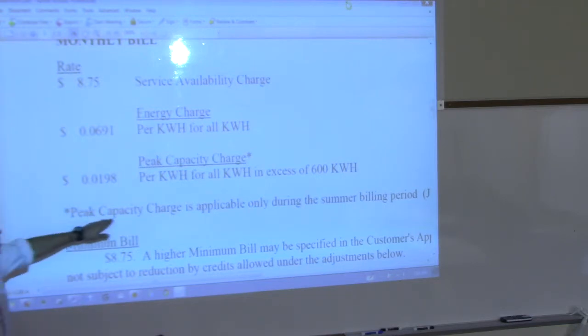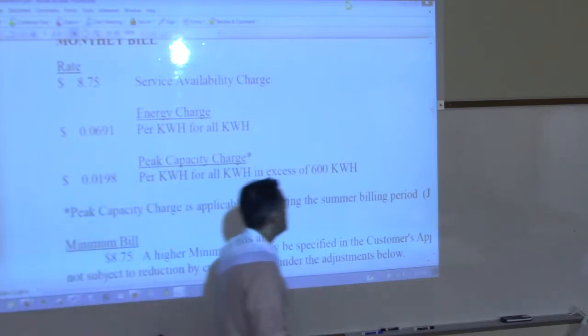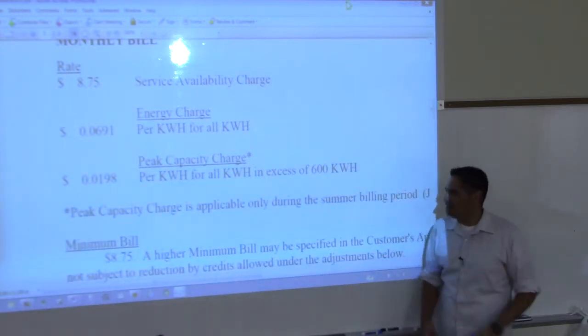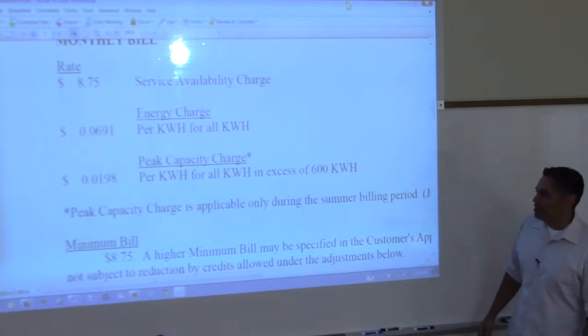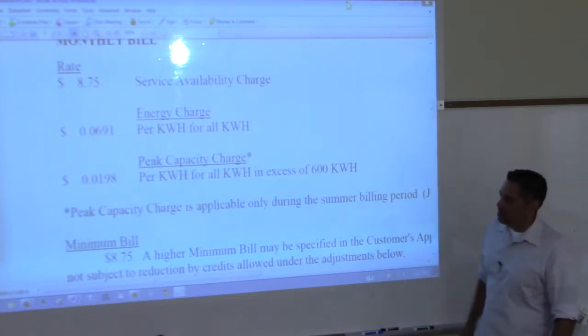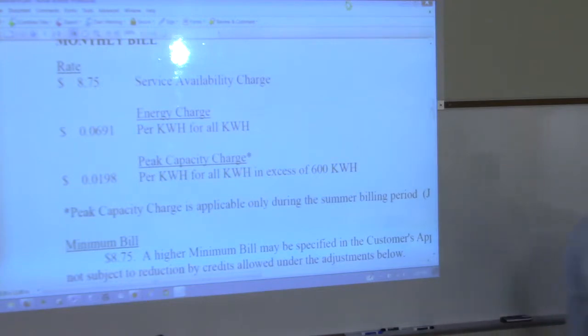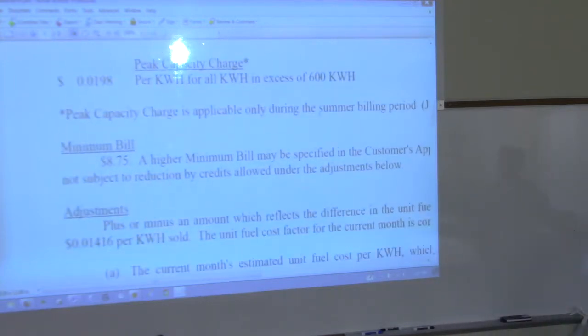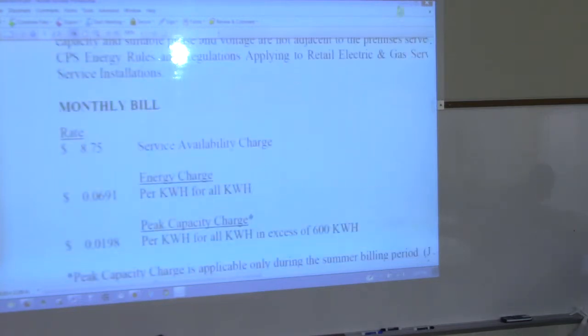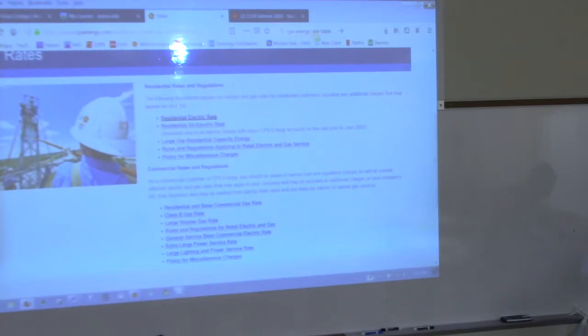Peak capacity charge is applicable only during the summer billing period. Oh, so they wait until it's hot and people need to use their electricity. And so there we go. All right? And then we have a minimum bill charge, adjustments. Okay, so that's their website. I don't really like that.